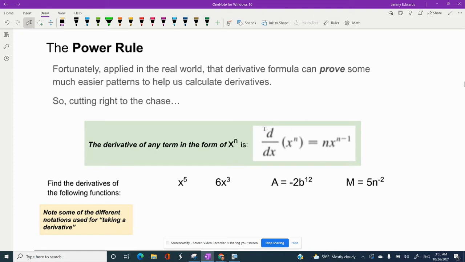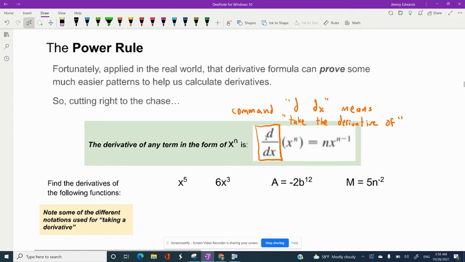So the derivative, and this notation here is the command. This is pronounced d dx. d dx means take the derivative of. You need to have that memorized.